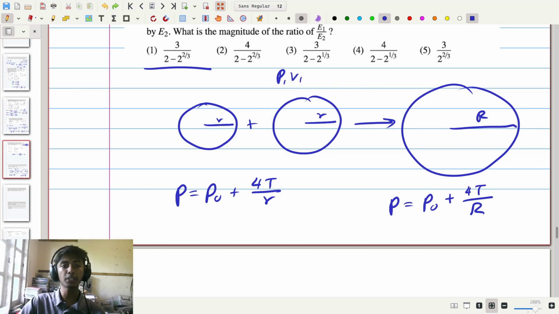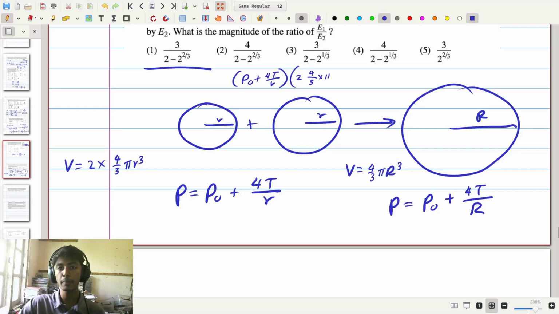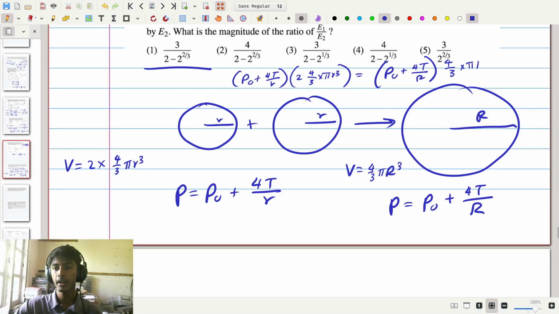So here, if we actually do that, we can see the volume on the left hand side V is equal to double the volume of a single sphere, which is 4 over 3 times pi r cubed. And on this side we have V equals 4 over 3 times pi capital R cubed. And according to that, if we apply P1V1 equals P2V2, we'll get P0 plus 4T divided by r times the volume of 2 times 4 over 3 times pi r cubed, equal to P0 plus 4T divided by capital R times 4 over 3 times pi times capital R cubed.